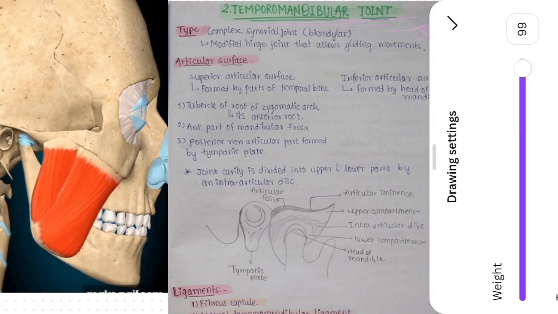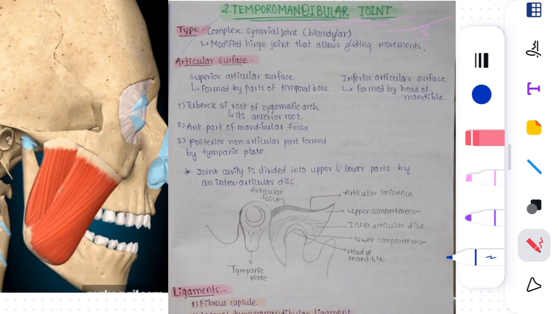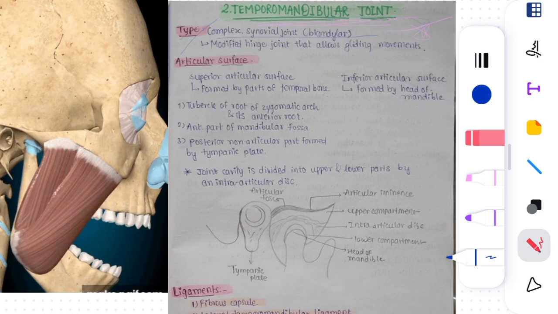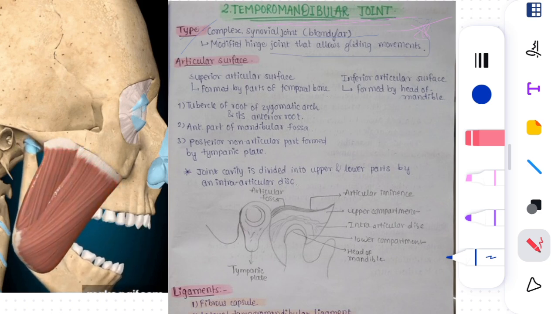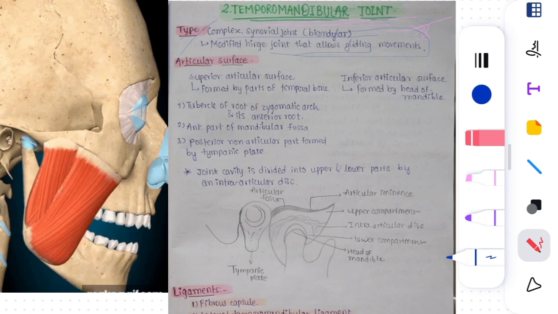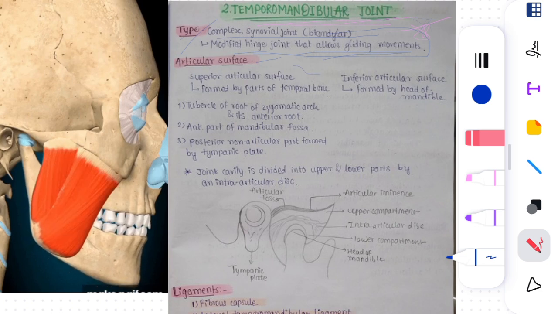Type is a complex synovial joint. It is bicondylar and a modified hinge joint that allows gliding movements. The temporomandibular joint is a modified hinge joint that allows gliding movements. It's important. Then we will see the articular surface.